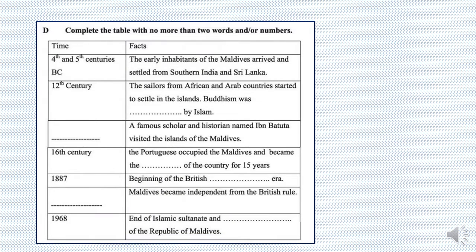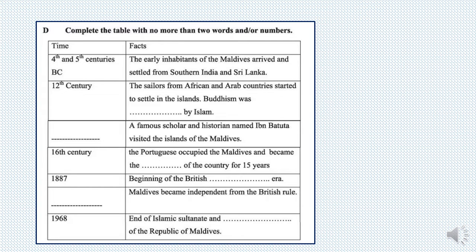Dear students, now we have another exercise from the text. On the screen we can see a table, but the table is not completed. We have to use words from the text to complete the table. And the table is divided in 2 columns. The first one is time and the second one is fact. So let's try to complete the table.